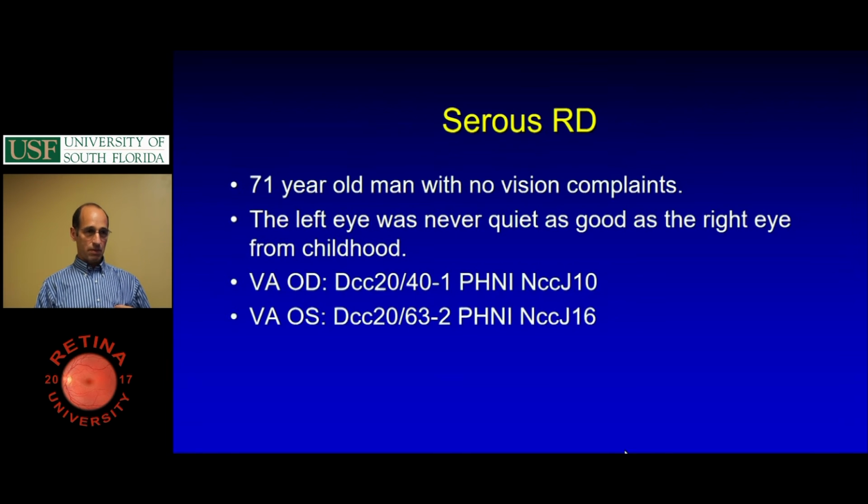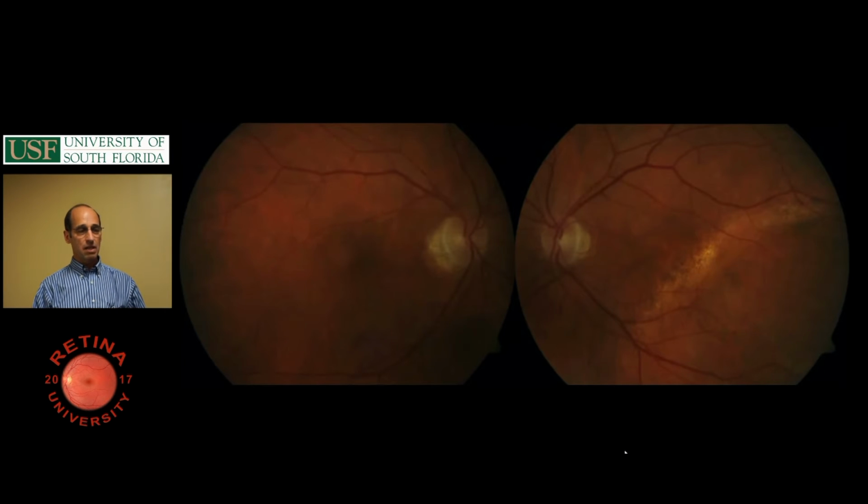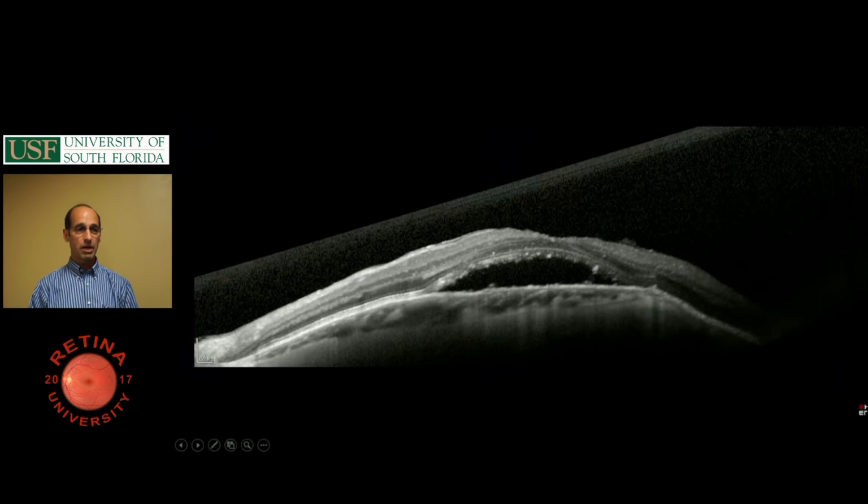So this is another patient with CRD. This serous retinal detachment, 71-year-old man, no vision complaints, 20/40 in the right eye, 20/60 in the left eye. And he comes in, the right eye looks normal, the left eye's got that line, which is a staphyloma. He's got a posterior staphyloma. And this is a scan through his macula, and there's subretinal fluid.